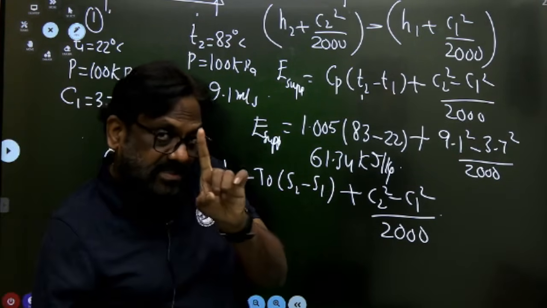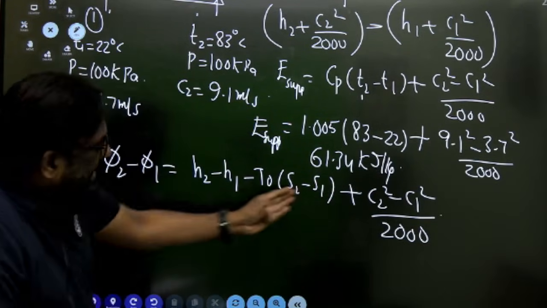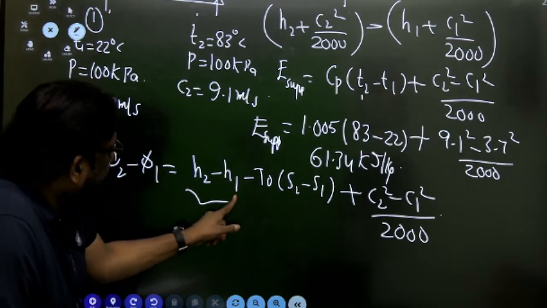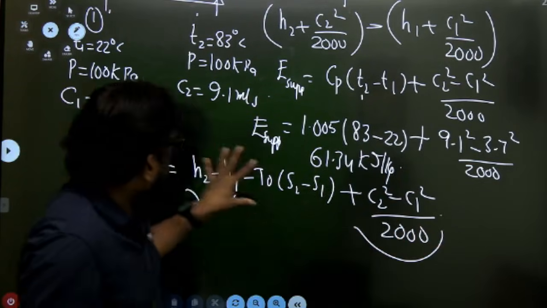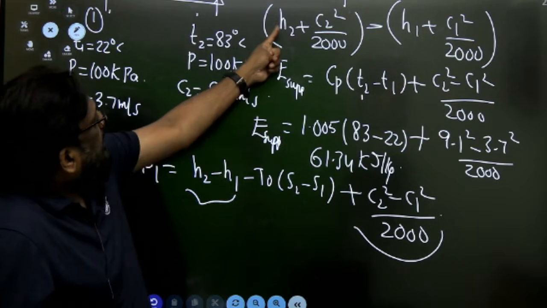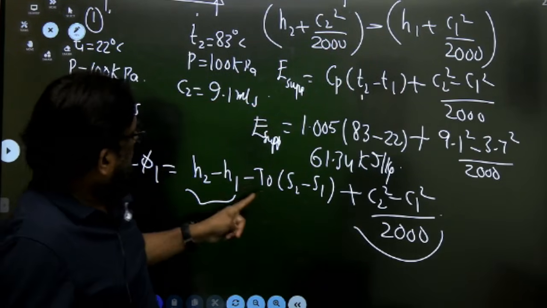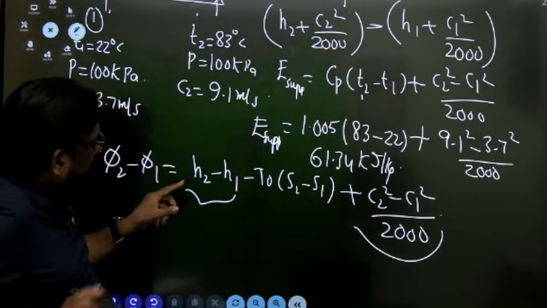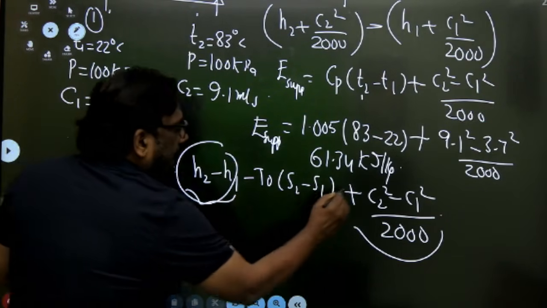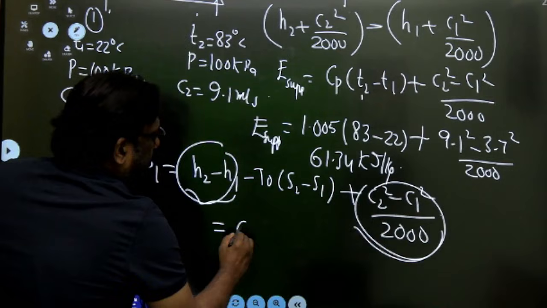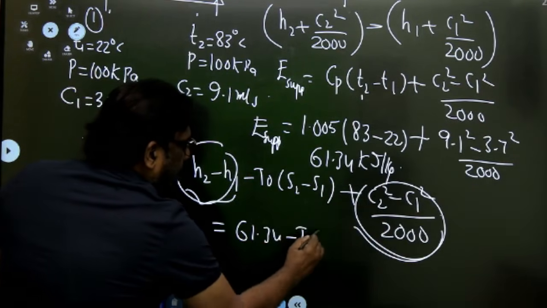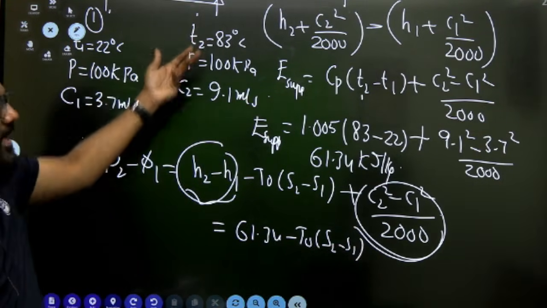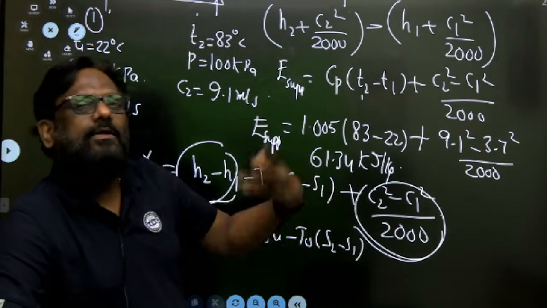This is already a similar question I have done in class. This is when you take kinetic energies into consideration. तो फर्क क्या है सर? Already आप ये value और ये value calculate कर चुके हैं सर. H2 minus H1, C2 square minus C1 square already calculated. This and this put together we got 61.34. उसमें से T0 (S2 minus S1) करेंगे तो I'll get the increase of availability that you put in numerator, and energy supplied 61.34 in the denominator. You will get the answer.